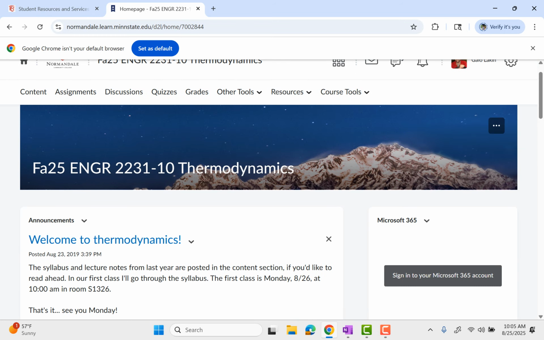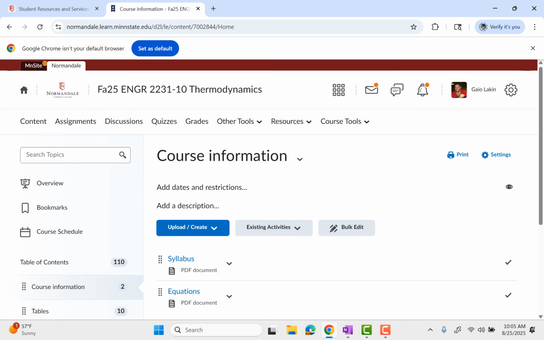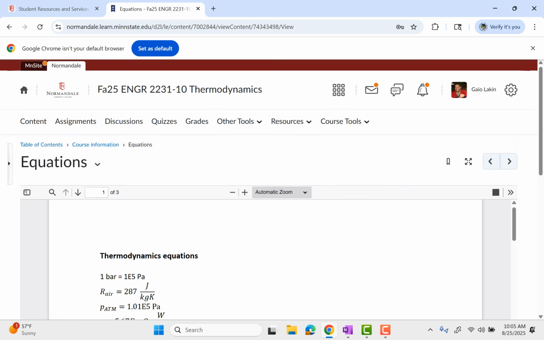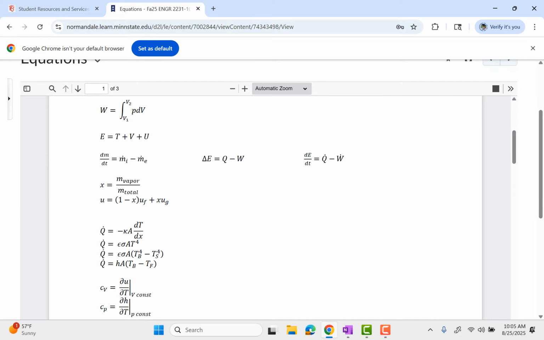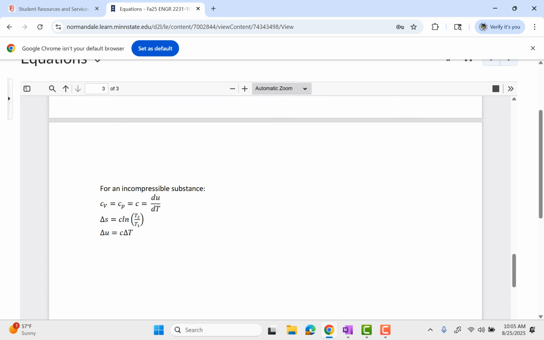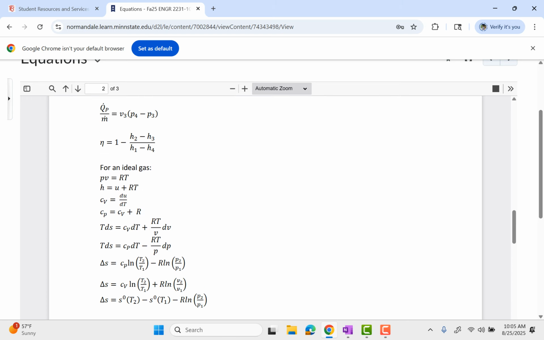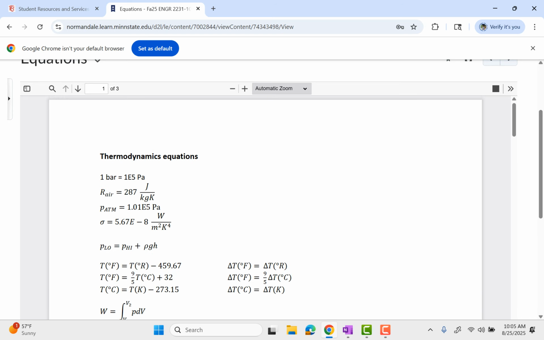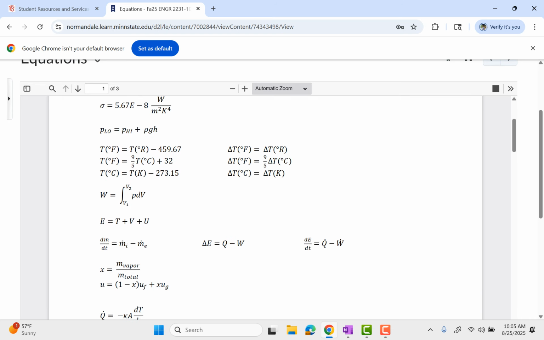Then today we're going to go through the syllabus. To find that, go to content. There are a couple of things here. The first one I'll mention is this equation sheet that is going to have all the equations you need for this semester. Stuff might get added, and if I change this sheet, I'll let you know. But right now, this is a pretty complete list of all the equations that you're going to need for the semester.